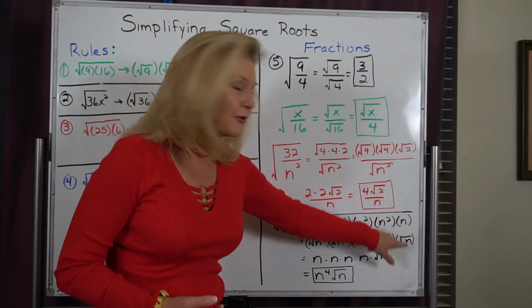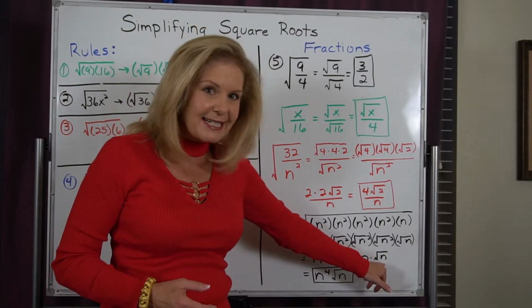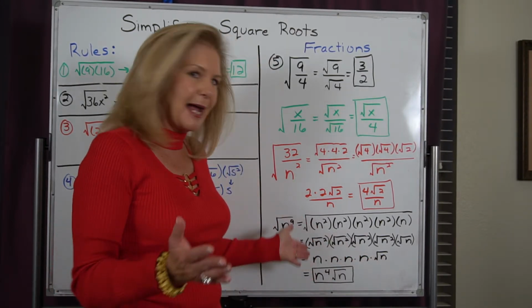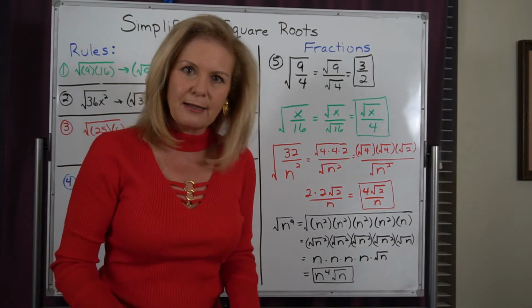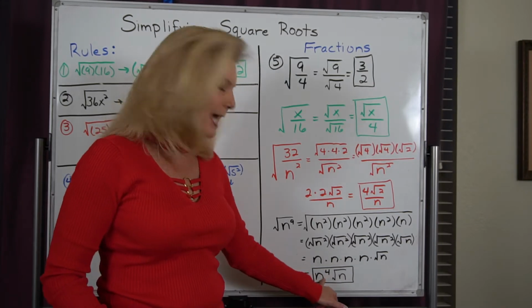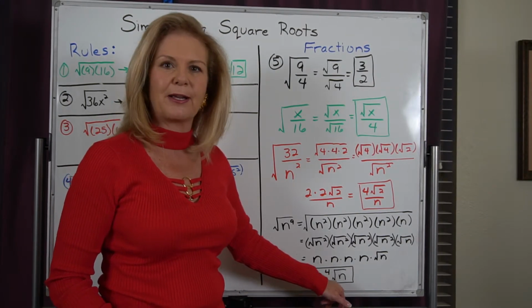I can't factor out just the square root of n because I don't have that square there. So that has to stay under the square root symbol. So now I put it back together, but remember, it's the same base being repeatedly multiplied, so I can use an exponent there. So my answer is n to the 4th times the square root of n.